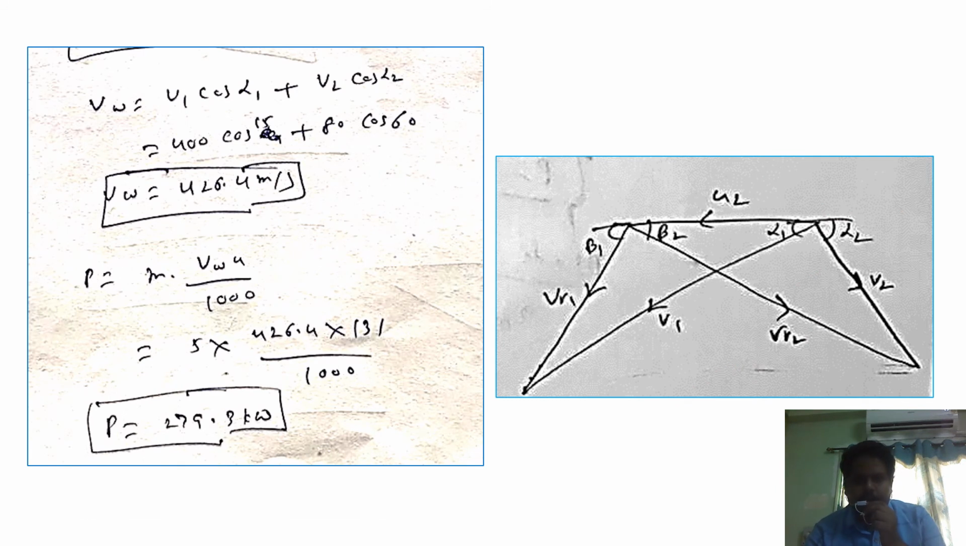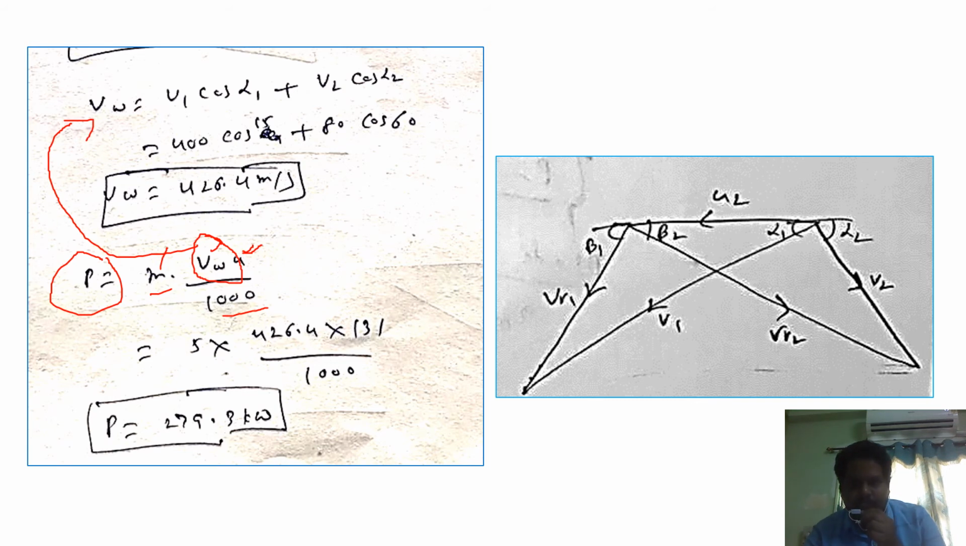Now in the problem they asked us to find the power. Power equals m into Vw u by 1000. m is the mass flow rate, u is the blade velocity, Vw is the whirl velocity. Here we know all the values except Vw, so we have to find the whirl velocity.